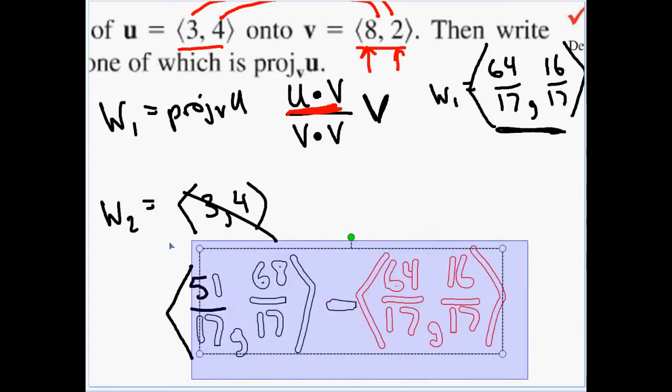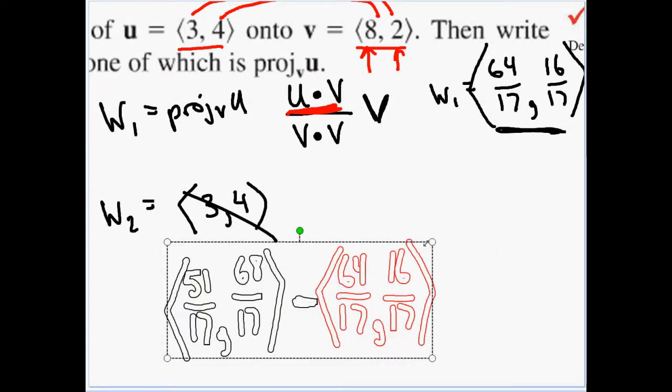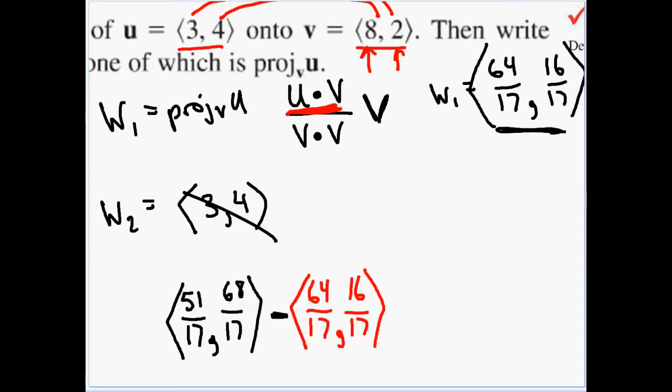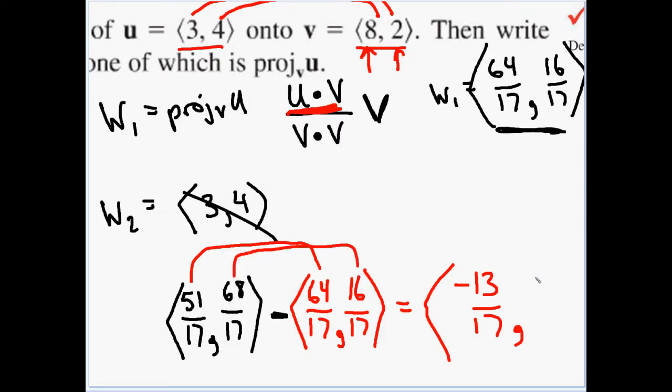And I made these just a little too big. Let me shrink them just a bit. There we go. So now we're just going to subtract each piece. Let's see what we got here. 51 minus 64. That's a negative 13 over 17, comma, 68 minus 16 is 52 17ths. And there we go.